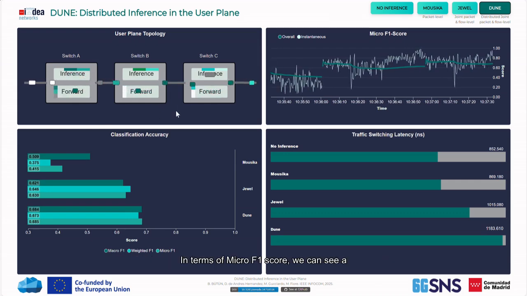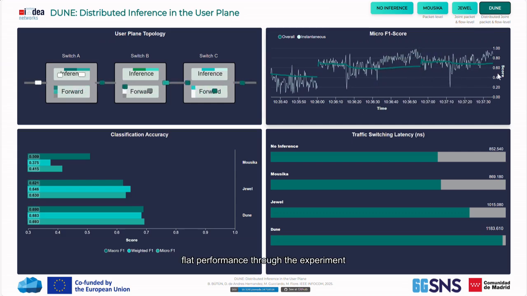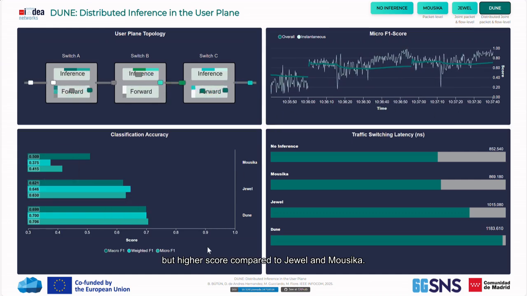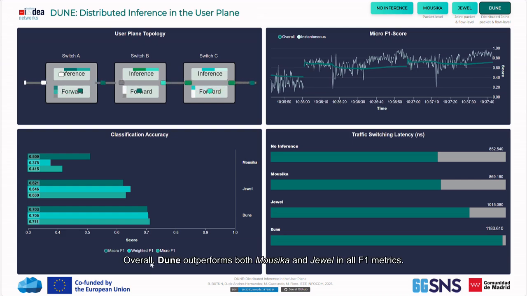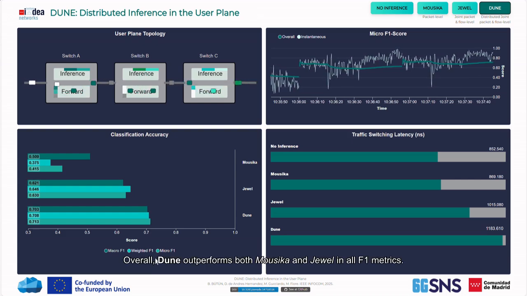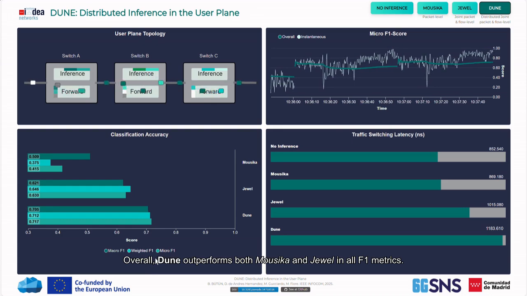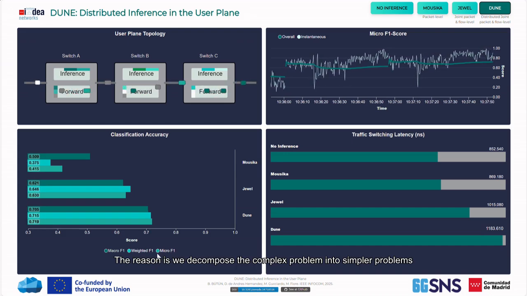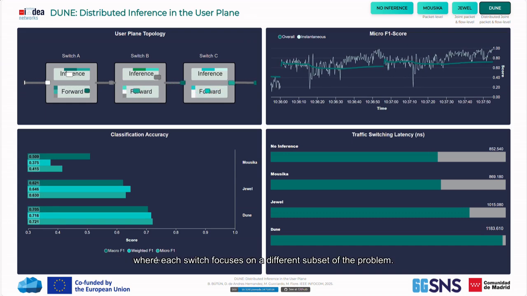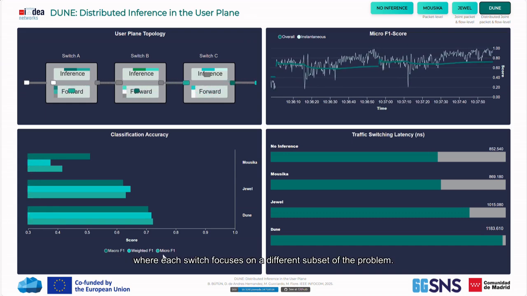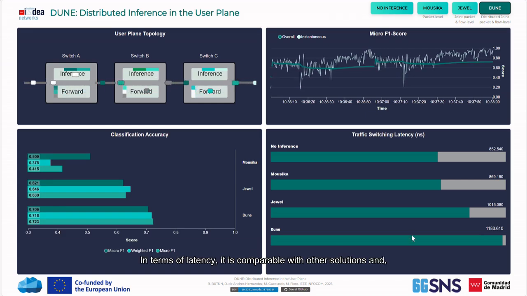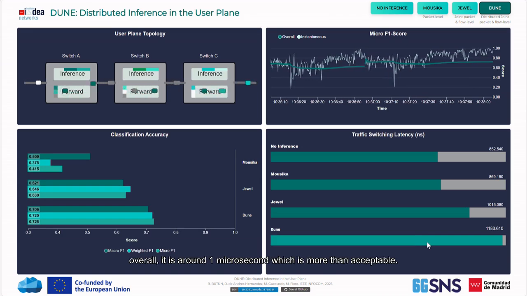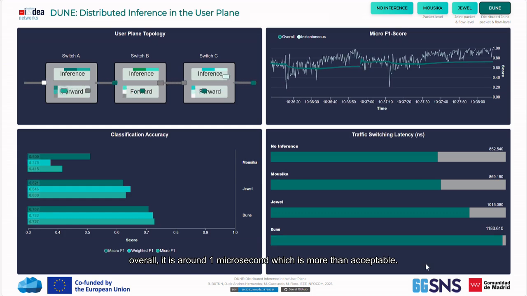In terms of micro F1 score, we can see a flat performance through the experiment, but higher score compared to Joule and Musica. Overall, DUNE outperforms both Musica and Joule in all F1 metrics. The reason is we decompose the complex problem into simpler problems where each switch focuses on a different subset of the problem. In terms of latency, it is comparable with other solutions, and overall, it is around 1 microsecond, which is more than acceptable.